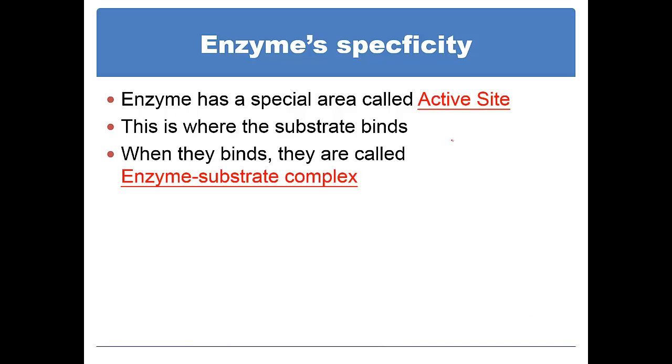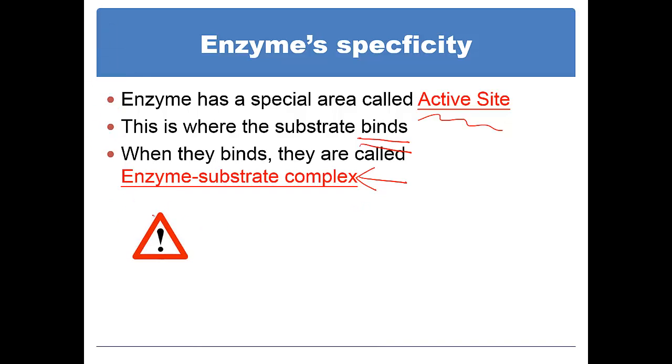So in other words, for enzyme specificity, we can say that there is an active site on the enzyme, and that is the place where the substrate binds with the enzyme, and when they bind together, we call that enzyme substrate complex. So these three are the very important keywords.